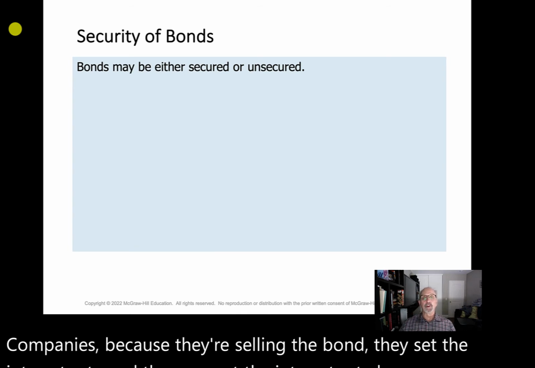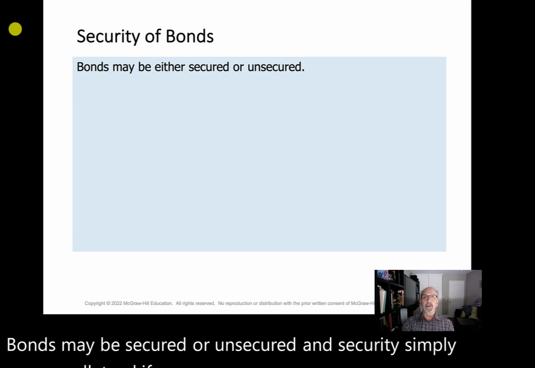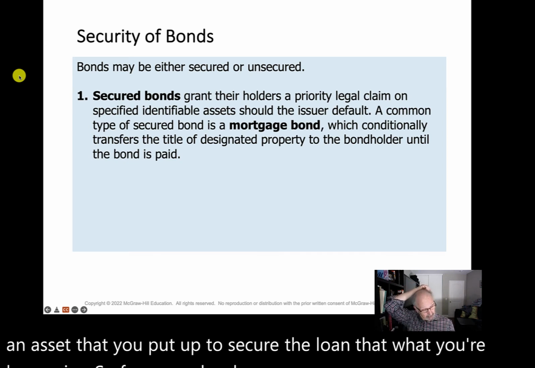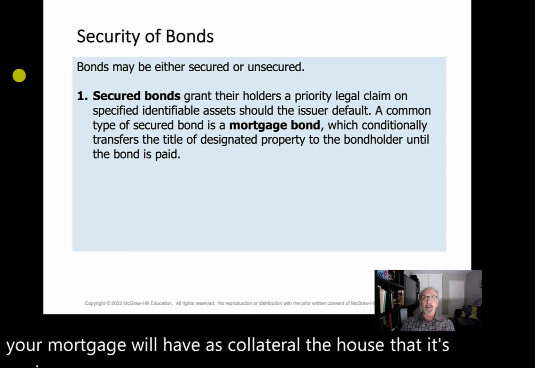Bonds may be secured or unsecured. And security simply means collateral. If you're familiar with the word collateral, it's an asset that you put up to secure what you're borrowing. So, for example, when you take out a mortgage, your mortgage will have as collateral the house that it's paying for. So if you don't make the payments on the mortgage, the bank takes back the house.